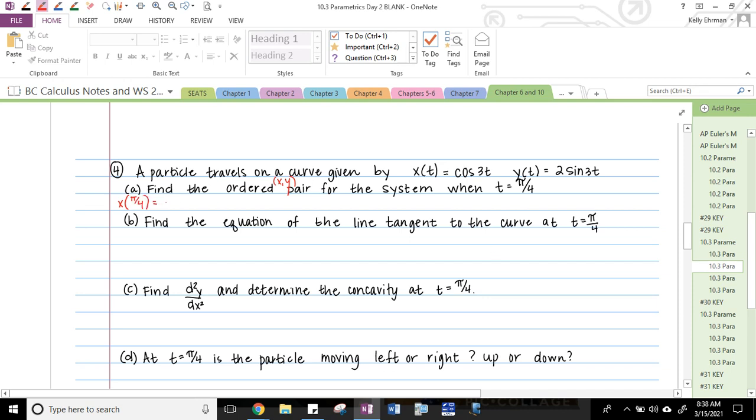When you plug pi over 4 in, though, it's 3 times that angle. So we're really saying what's the cosine of 3 pi over 4? I know cosine of pi over 4 is radical 2 over 2, but we're in quadrant 2. So negative radical 2 over 2. And y of pi over 4? It's 2 times the sine of 3 pi over 4. Now sine in quadrant 2 is positive. So 2 times radical 2 over 2 is just radical 2. So the ordered pair is negative radical 2 over 2 and radical 2.